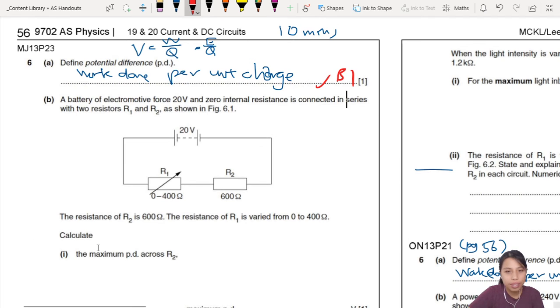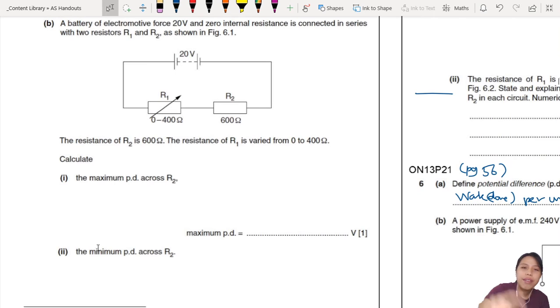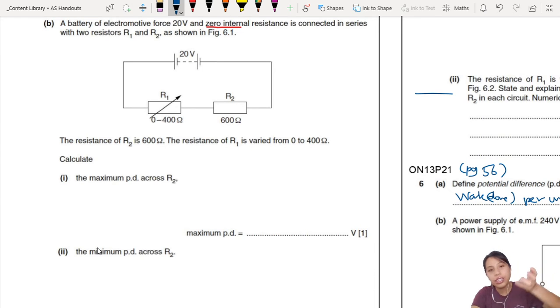Then you come to a circuit. This question is all about changing resistance, varying resistance. You start off with a variable resistor or rheostat. Battery, 0 internal resistance, good. Connected in series, 2 resistors. This one has an arrow, which means the resistance can change, not because of light or temperature, it's just that you can change it by turning the knob. Resistance of R2 is 600, R1 can change. Calculate the maximum PD across R2.